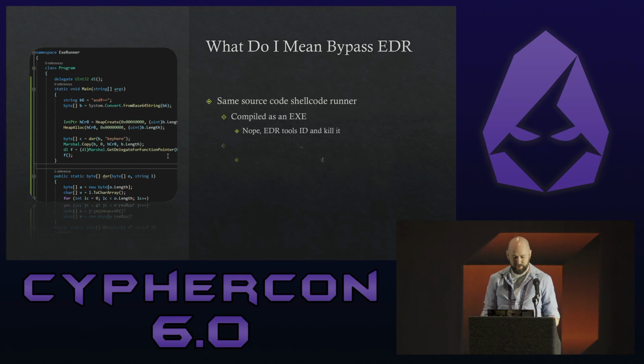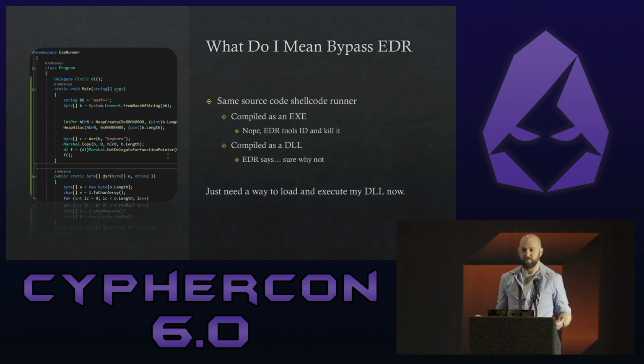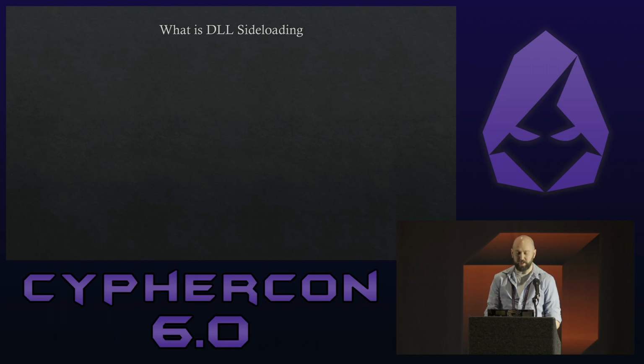But what I did notice is if I just take the same source code and compile it as a DLL, perfect, send it, it's fine with it, right? It loves it. So what I need now is, because I'm lazy, I'm not gonna rewrite my shellcode runner, right? I just need a way to execute that DLL. So that's what we're going to do today. We're going to find a way to execute those DLLs. The technique we're going to use, DLL sideloading.